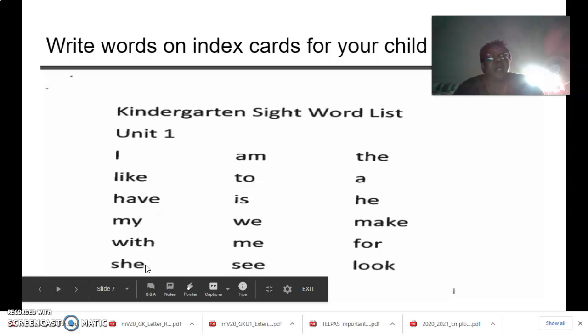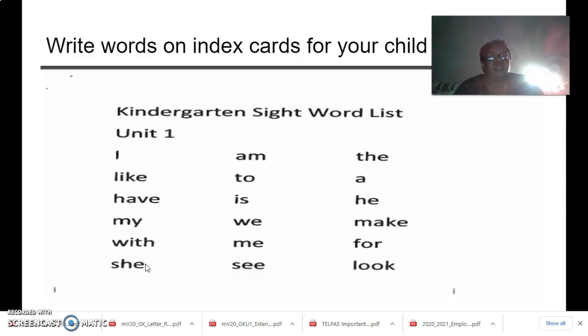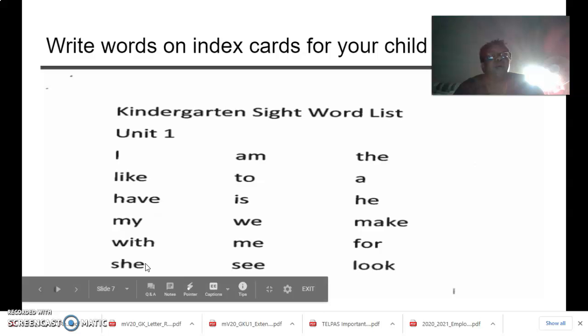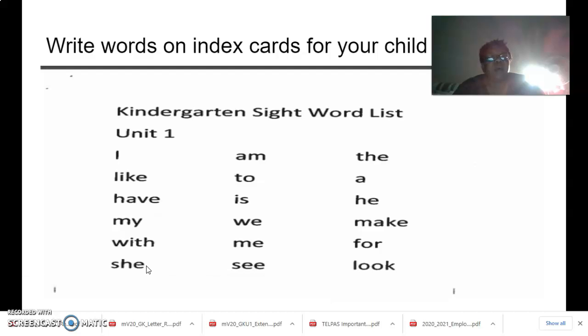So they need to practice these words and be able to look at them and know the word quickly. And this will help them in their reading. When they see these words, they'll be able to just read them quickly. Also, you can put them on index cards and do flashcards to practice. You can call them out and let them spell the words.